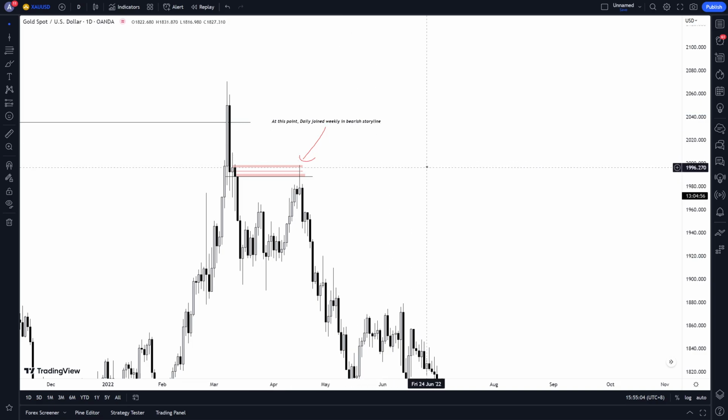And so what does that mean? That means that we can enter from H4s, although I don't personally like doing that, but according to the rules, you absolutely can. There's nothing wrong with it. I don't like to do it, but according to the rules, nothing wrong whatsoever. So at this point, daily joined weekly in the bearish storyline. Okay, and that means that weekly and daily are bearish.